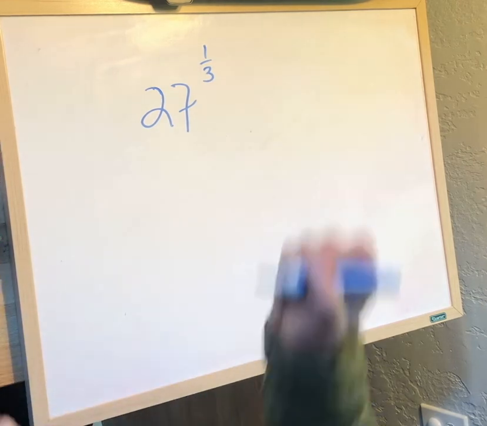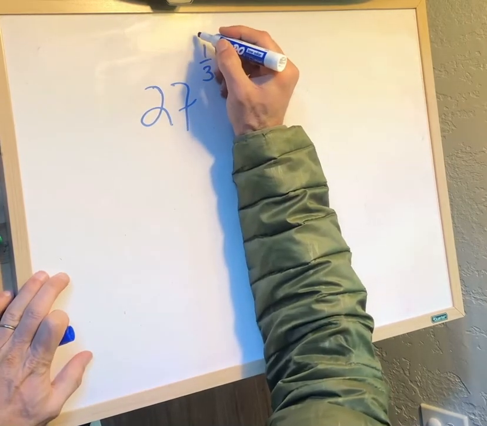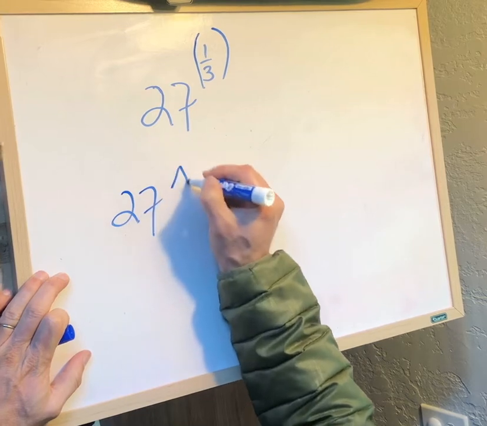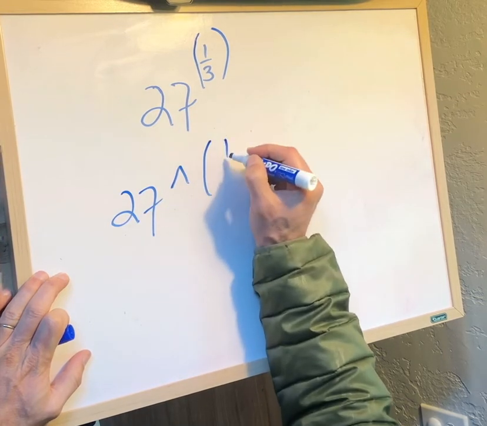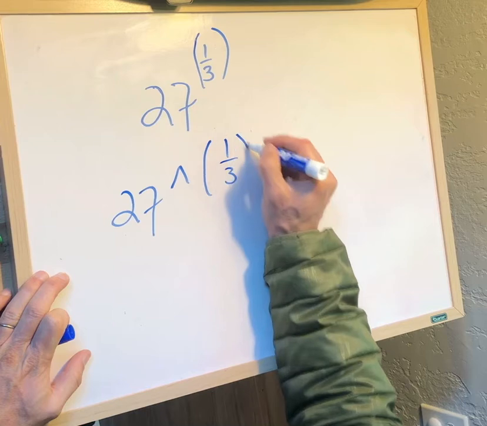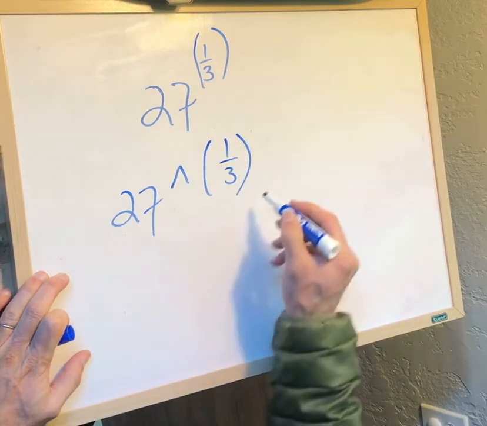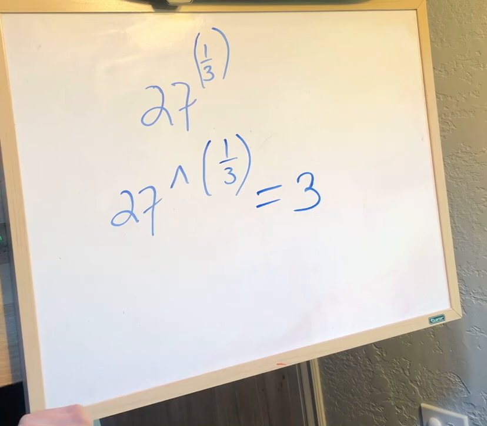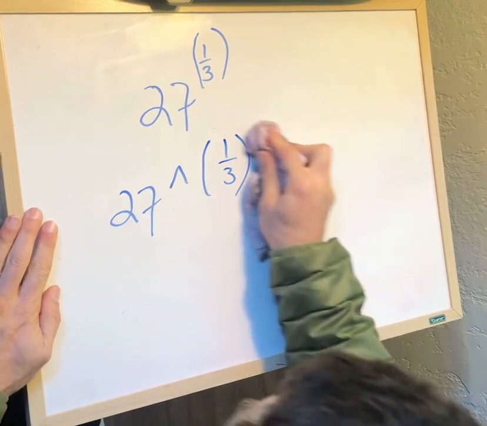If you were to do this on your calculator, do this on your phone right now. Type 27, press the arrow button, press the parenthesis, 1 divided by 3, close the parenthesis and press equals. It's going to spit out 3. 27 to the 1/3 power is 3.